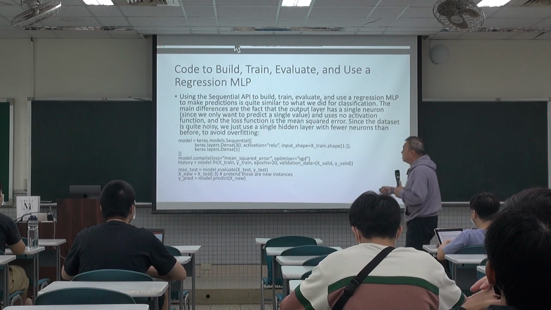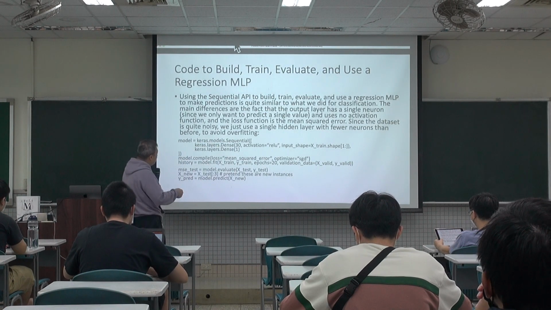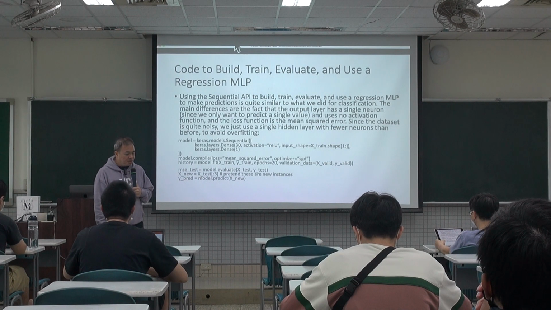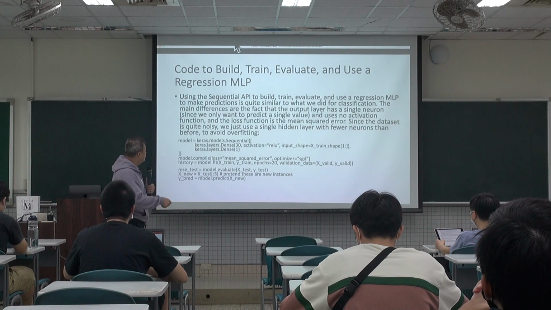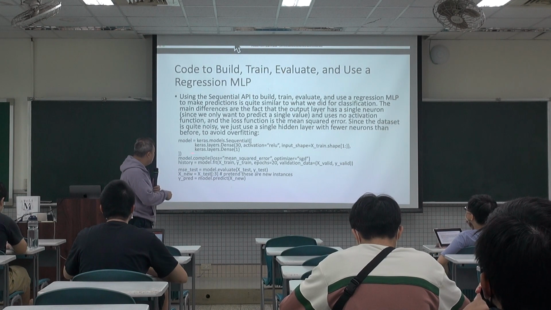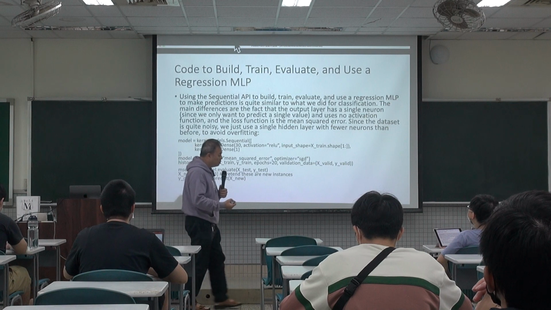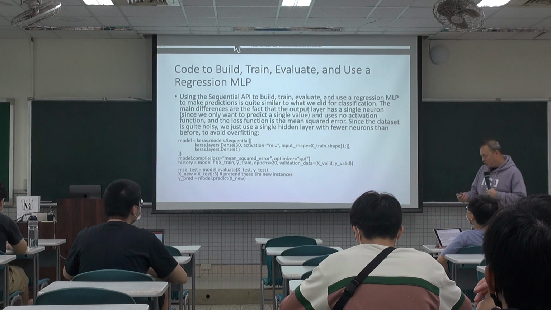Okay, and then here we can use the sequential API to create a regression model. Compared with the fashion MNIST model, this one is obviously a lot easier. You can see we only have one hidden layer, and the second layer is actually the output layer. The output layer only has one neuron because we are only predicting one number, which is the price of the house.